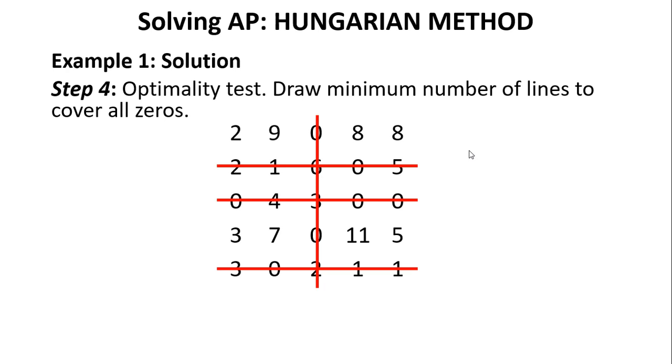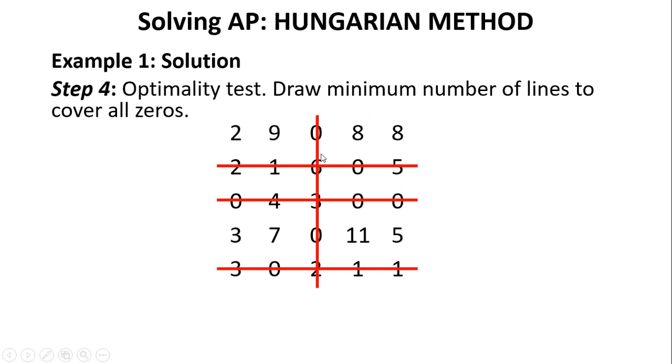Now, what next after covering all zeros in our matrix? The optimality of an assignment problem is attained when the number of lines which cover the zeros is equal to the order, or size, of the matrix. So here, how many lines do we have? We have 1, 2, 3, 4, while the matrix is 5 by 5. That means the number of lines is not equal to the order of the matrix, and therefore we cannot say this is the optimal solution.